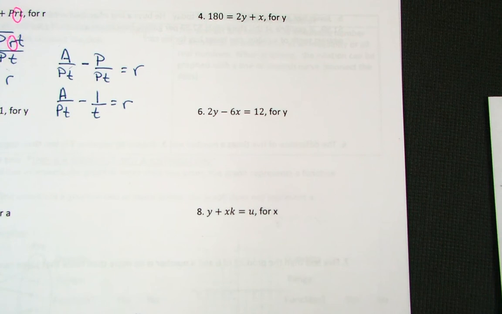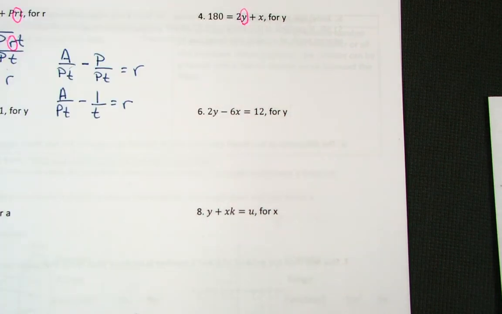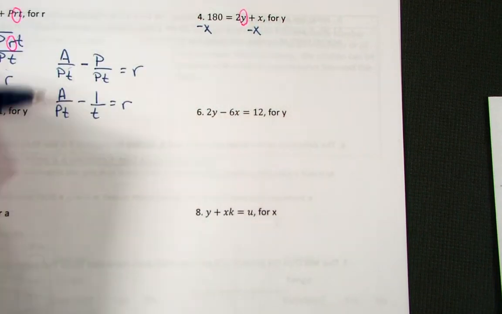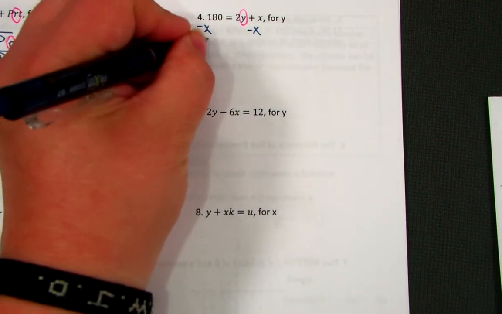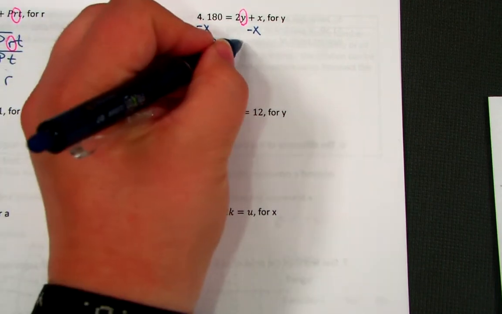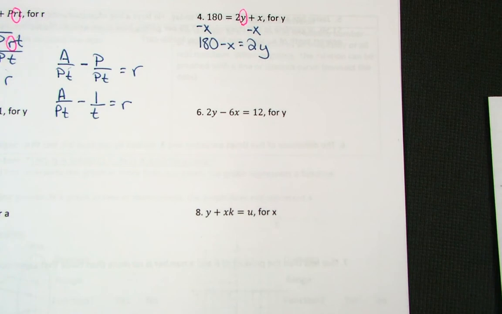Number 4, I need to solve this for y. So that means the first thing we're checking out is, are there addition and subtraction signs I got to get rid of? And there are, so we're going to subtract x from both sides, leaving me with 180 minus x, and it equals 2y. Then we need to divide by 2 on both sides.